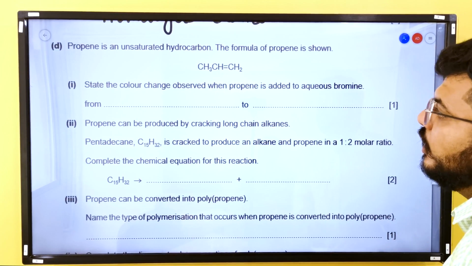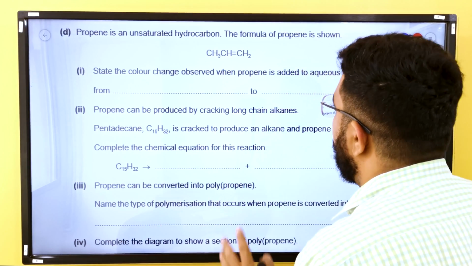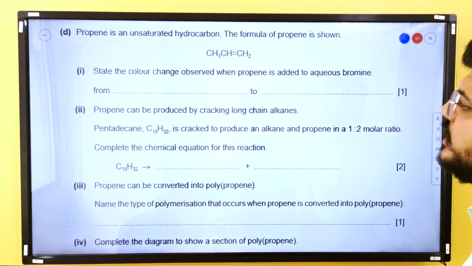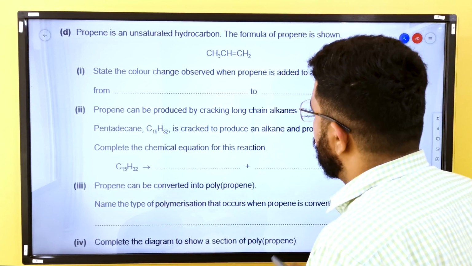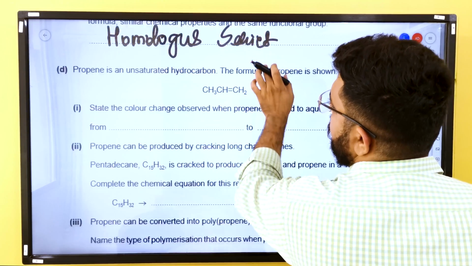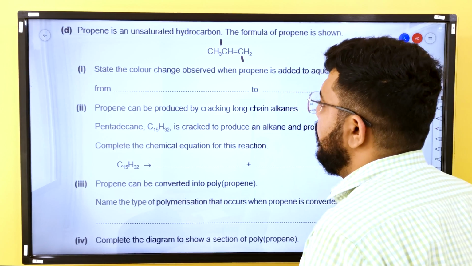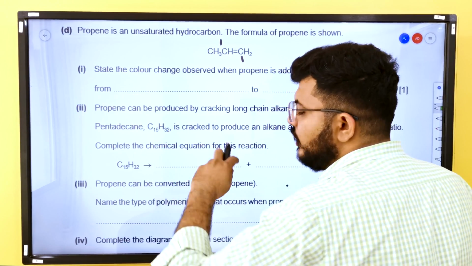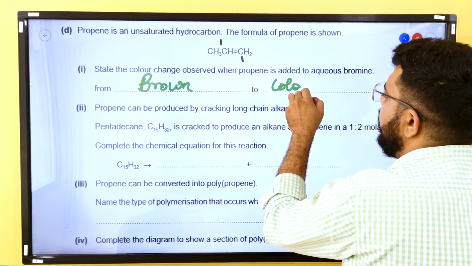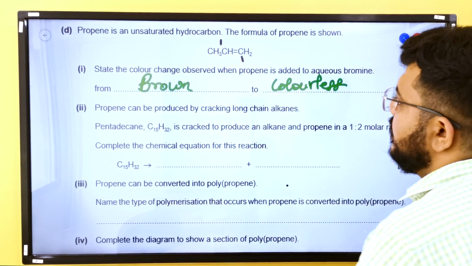Okay. Part D, propene is an unsaturated hydrocarbon. Unsaturated meaning there is at least one double or triple bond. The formula of propene is shown: CH3, CH double bond CH2. State the color change observed when propene is added to aqueous bromine. What will happen? Addition reaction will happen. Bromine will get attached to this and this. Bromine will get attached to the two carbons that have the double bond, right, making them saturated. So the color of bromine goes from brown to colorless. Why? Because the element bromine is forming a compound, right, it is getting added to propene.